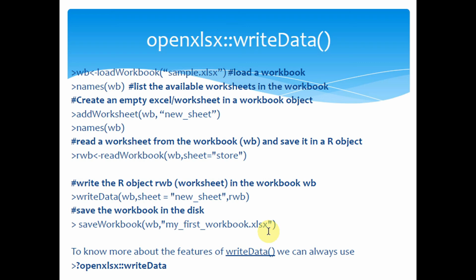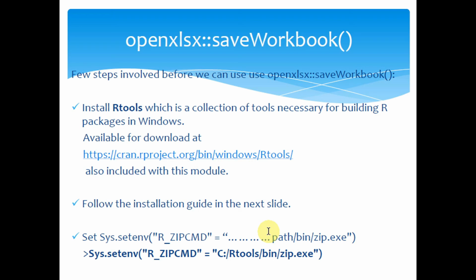There are a few simple steps we need to do before we can use the saveWorkbook function. Number 1. Install Rtools, which is a collection of tools necessary for building R packages in Windows. You can download the latest version from this link, or else I have already included the installation file with this chapter. Number 2. In the R console, we have to define the location of Rtools installed, so that R can identify the location of Rtools and communicate for its necessary requirements. Type Sys.setenv, then the location of the zip.exe file. By default, it gets installed at C:\Rtools\bin\zip.exe.